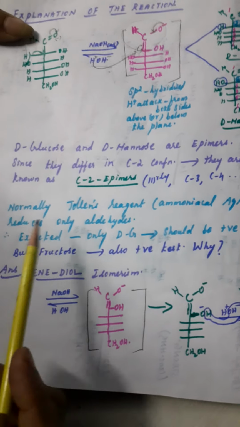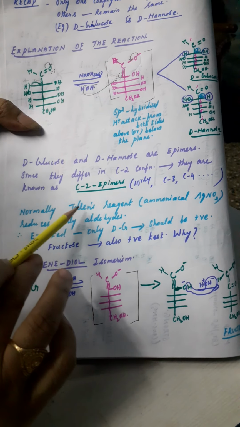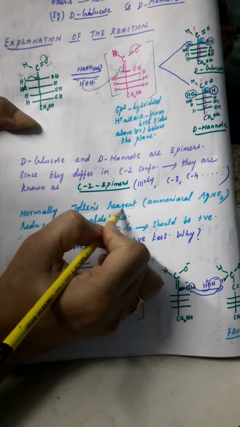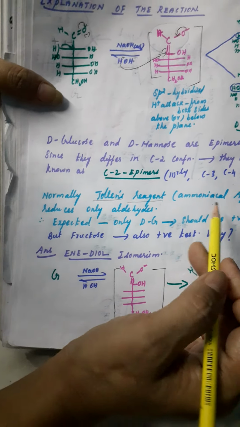So, normally when you consider glucose, it is reduced by ammoniacal silver nitrate, which we normally call Tollens reagent. So Tollens reagent can reduce aldehydes.